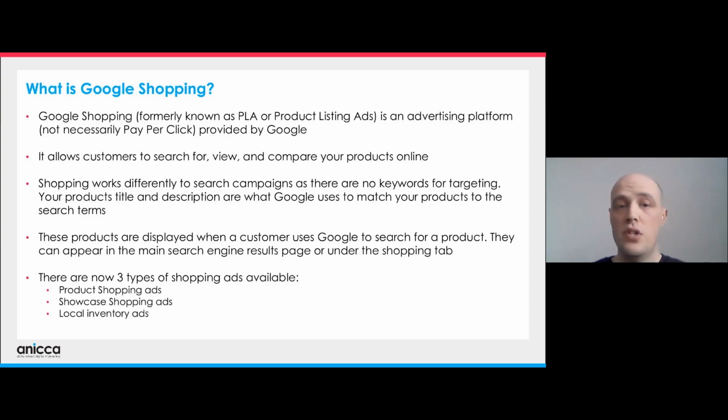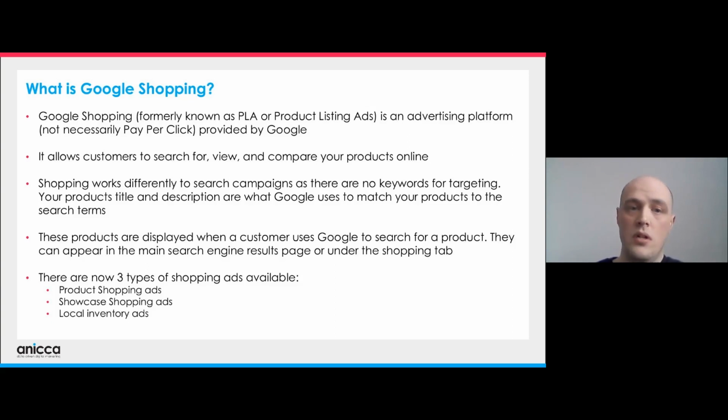Shopping works a little bit differently to search campaigns, as there are no keywords. There's still search intent there, the intent behind the customers searching, because Google matches your title and description to your products, so that people are still finding what they want. But it's a little bit more visual, because you can put in your product images and additional images, so that they can actually see what they're getting.